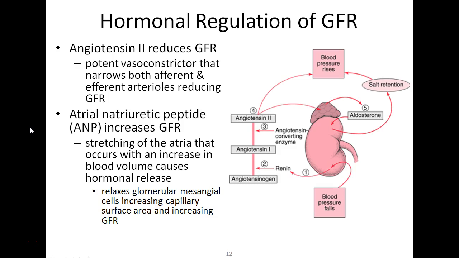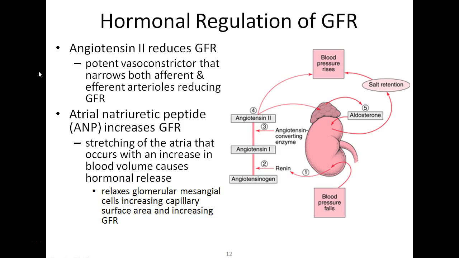So our third way that we might influence GFR is through hormones, hormonal regulation of GFR. We might recall from our discussion in the endocrine system that hormones in the endocrine system are a key component of maintaining homeostatic balance. Let's look at two specific hormones. First, we see that angiotensin II reduces GFR, and that hormone is a potent vasoconstrictor that's going to narrow both afferent and efferent arterioles, and thus the result is we reduce GFR.